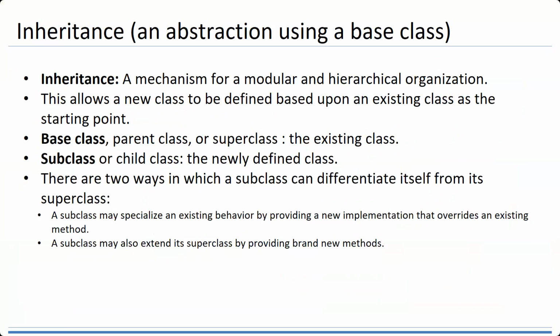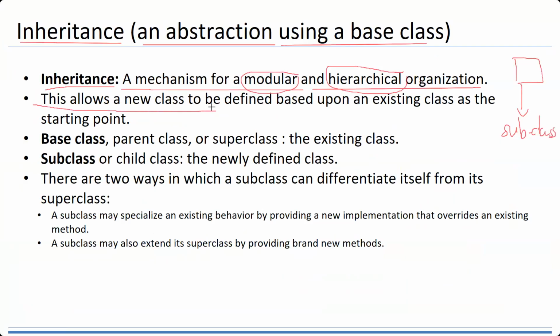The other kind of design principle in object-oriented programming, we call it inheritance. For the inheritance, yeah, we have an abstraction and we are using a base class. Inheritance is a mechanism for a modular and hierarchical organization. So you can split each of the classes and then there's a hierarchy. Maybe we have the class and then we have the subclass, and so on.